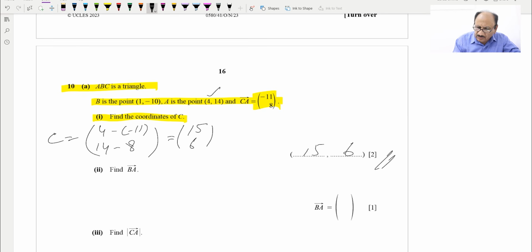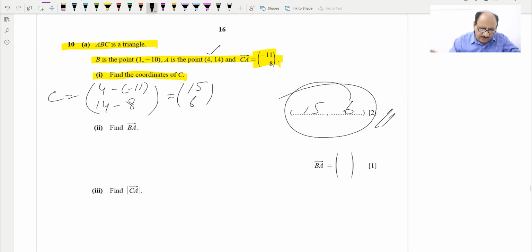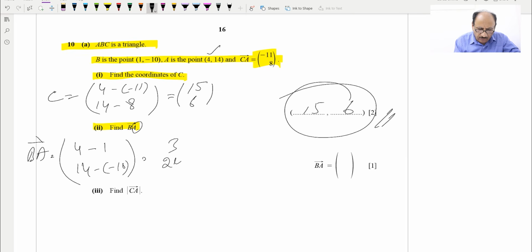This is a 2 mark question. Simple, done. Then find BA. We need to find the coordinates of BA, and for BA we will be writing coordinates of A first. So 4 minus coordinates of B 1, and 14 minus minus 10. This one, this will be BA, and next is what we can write. This will be 3, and this one will be 24. So 3 and 24, 3 and 24. This is just a 1 mark question which is done.